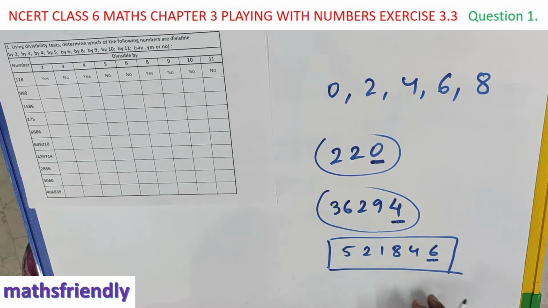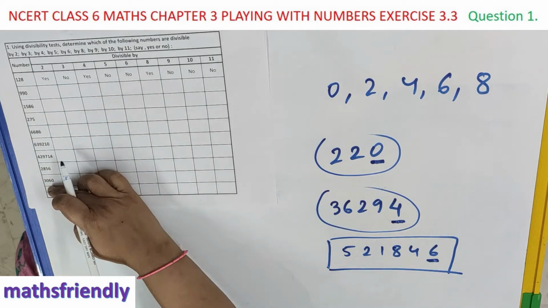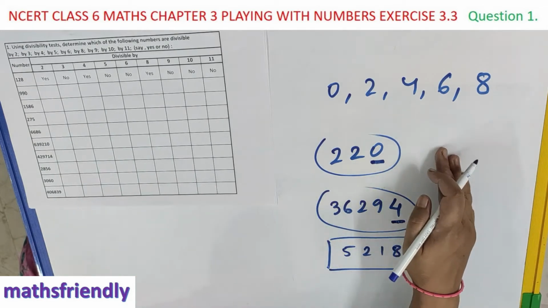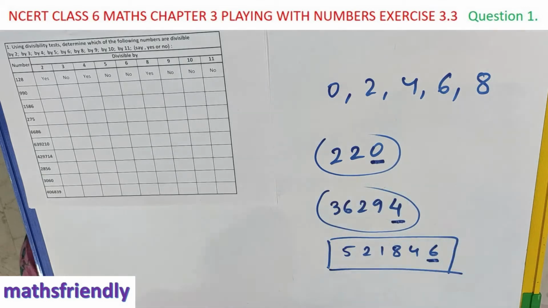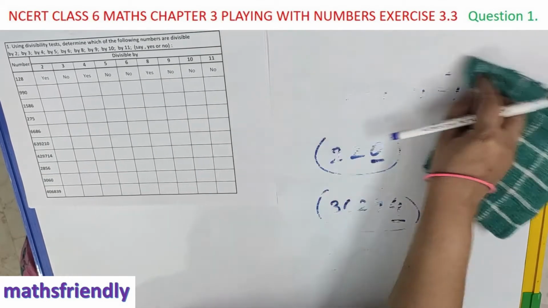Like that, if a number has 8 in its units place, then that number will also be divisible by 2. So first we will check whether these numbers are divisible by 2 or not, because here we learned the divisibility test of 2. So we will find for 2 first.